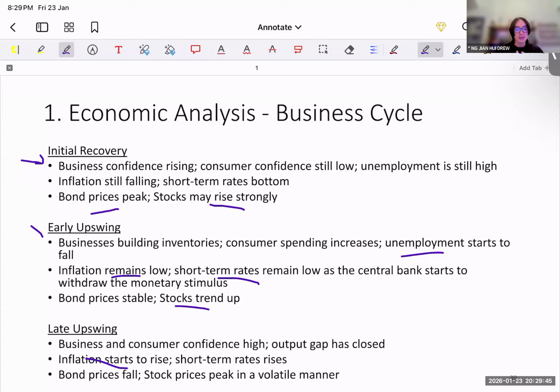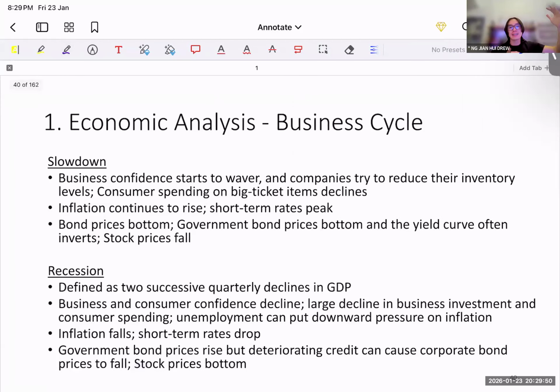higher interest in stocks. After this, we move on to the slowdown. Things are declining. And we see some characteristics like inflation continuing to rise. Bond price is at the lowest already. And normally at this point, stock price might start to fall. And finally, you reach back to the lowest point, which is the recession: 2 quarters of GDP decline, and that's where bonds become the safe haven trade and stock price is lowest.